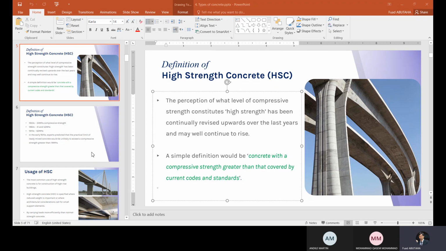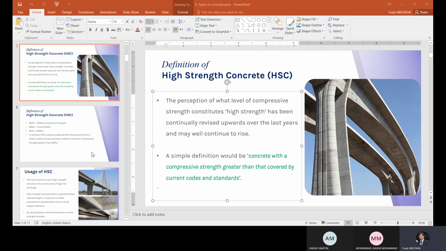Okay, see, so the maximum aggregate size will decrease the strength. It's an opposite relationship. If we increase the maximum size of aggregate, it will decrease the strength of the concrete. And if we use smaller particles, it will increase the strength of the concrete.